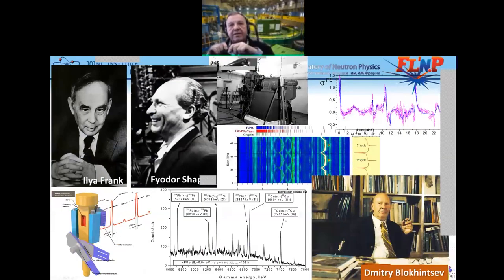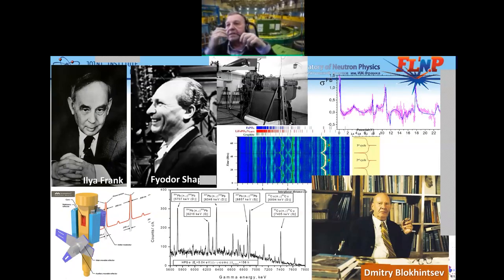The history of the development of neutron sources in the laboratory and in the JINR started at the very beginning of the Institute, in the 50s of the last century. In 1956, the Institute was formed, and from the very beginning, by initiative of the first director of the Institute, Dmitry Blokhintsev, the Laboratory of Neutron Physics was established. And Blokhintsev was the initiator of construction of the first pulsed reactor. It's shown on this photo at the very top of the slide, in the center, the photo of the source reactor.